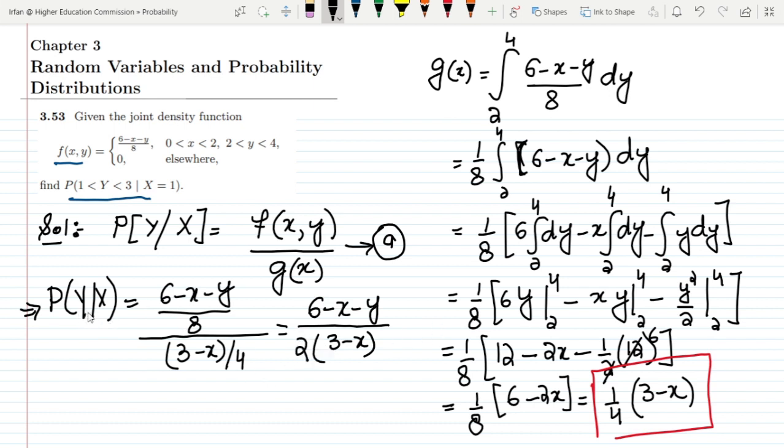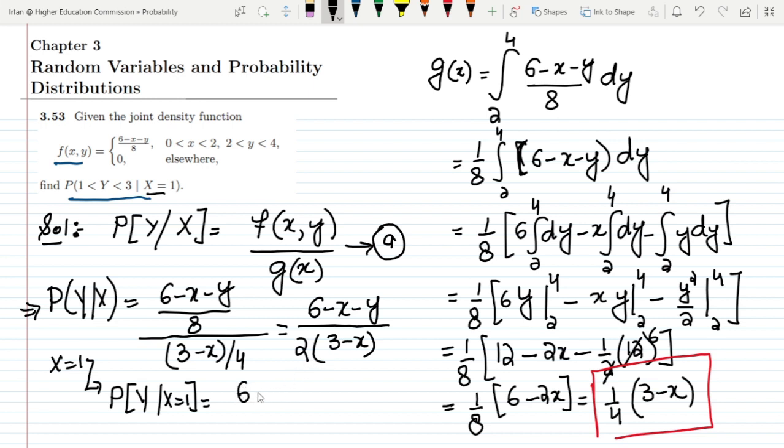This is for the probability of y given x. This is the equation. Now in order to find these values here, let me put the value of x equal to 1. So putting x equal to 1, what will I get here? It will become y given x equal to 1. This is step 2, in which I have been putting the value of x here.